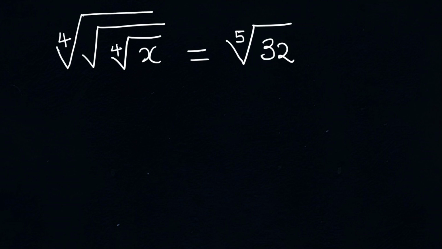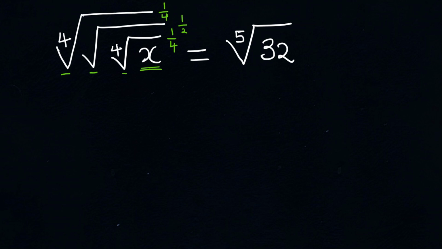So in this example, we are required also to find the value of x, and this is the x that we are looking for. And there are two simple ways in which you can find the value of x. The first one is just to write this x as a base, and we know that the fourth root is the same as to the power of 1 over 4, and the square root is the same as to the power 1 over 2, and the fourth root is the same as 1 over 4.